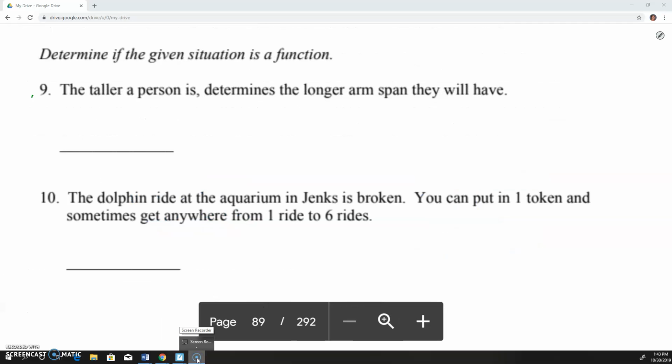They want to know, is it a function? So remember, a function is you put 50 cents in, you get a soda out. You put gas in the car, you can drive a certain amount of miles. You work so many hours, you get a paycheck, right?